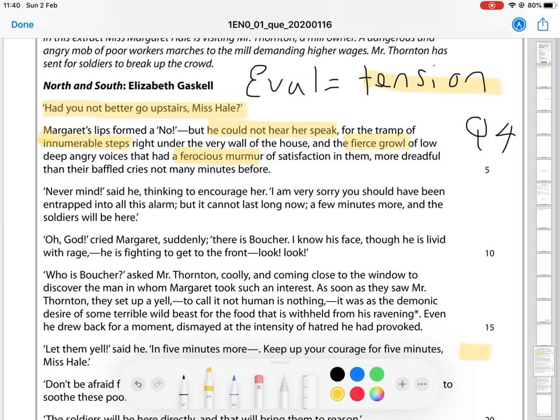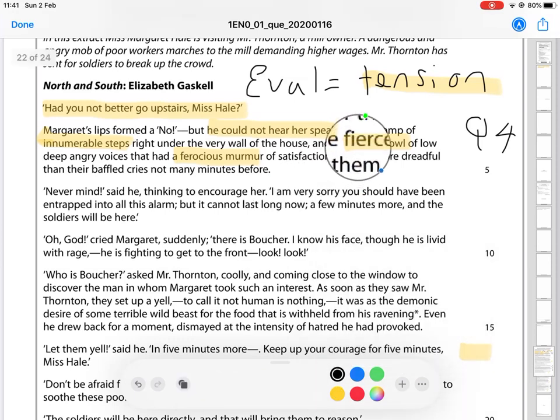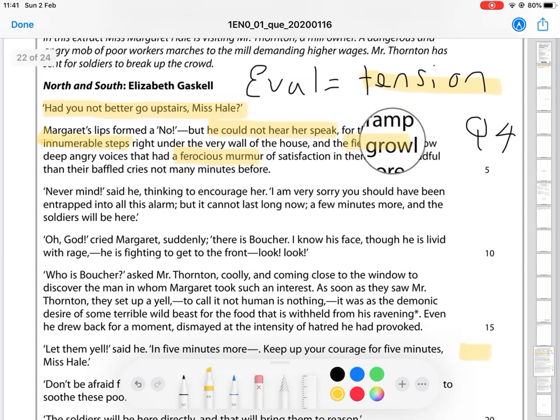Ooh, interesting. Now, if you didn't pick up on that, the fierce growl. I bet if I show the question now, what do you associate fierce growl with? You're all going to say animals. Something like a predator, like an animal. Why does that work well to create tension? Because it sounds as if they are angry. And when someone's angry, it's a better way of creating tension. Remember, I'm marking. Why is it a good thing to do?